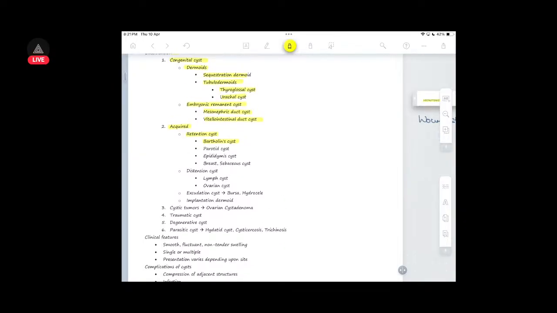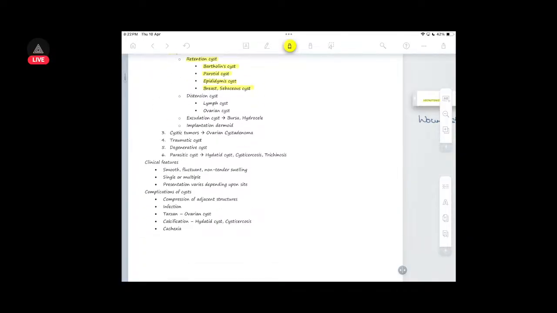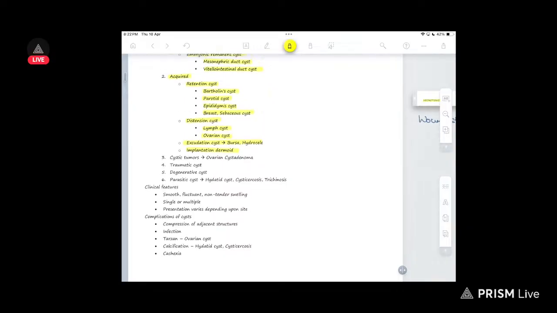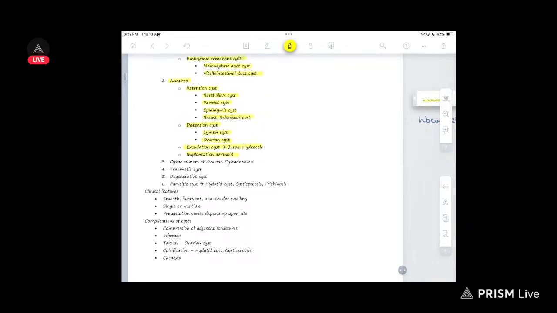So acquired is after birth. You have Bartholin cyst, parotid cyst, epididymis cyst, and breast and sebaceous cyst. Then you have distension cyst, which is lymph cyst and ovarian cyst. You have exudation cyst, which is bursa or hydrocele, and you have implantation dermoid. Something implanted in the subcutaneous tissue will become a dermoid. Okay: distension cyst, retention cyst, exudation cyst, and implantation dermoid.